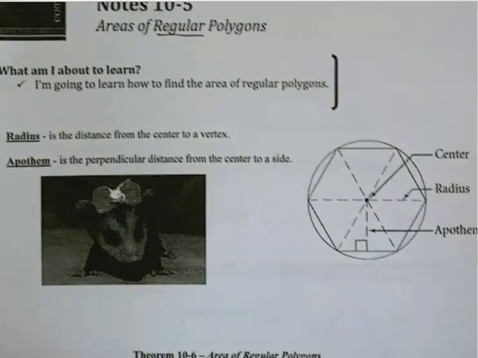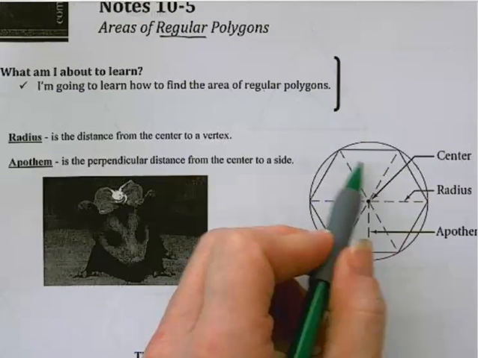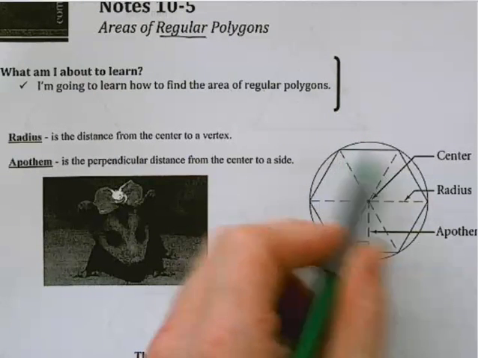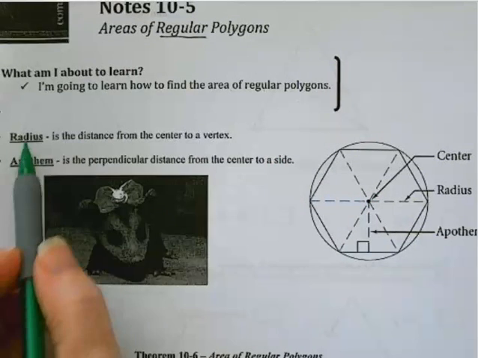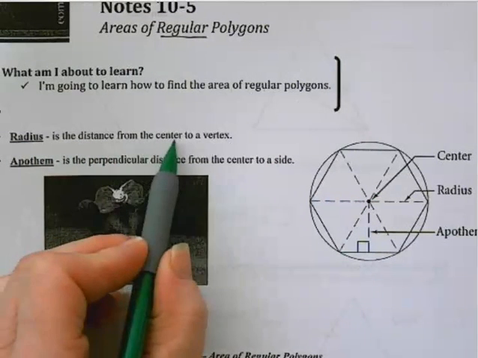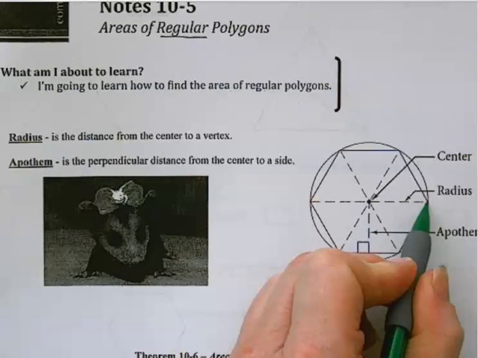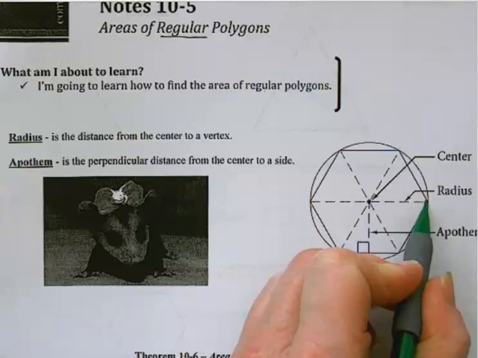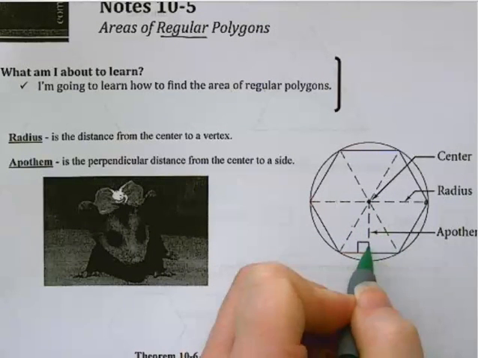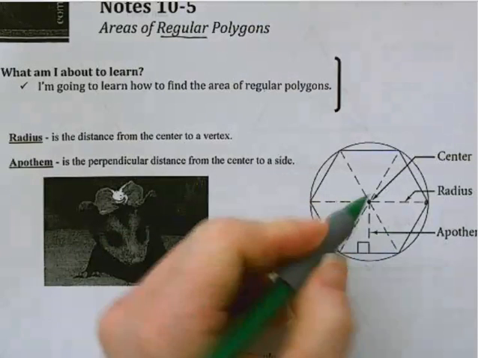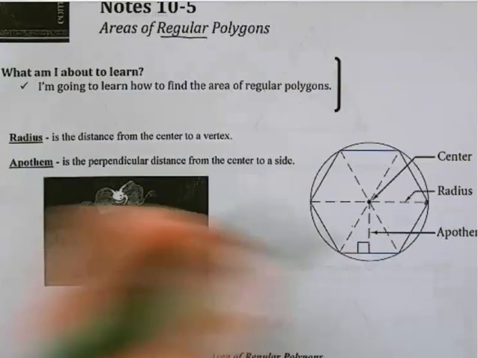Okay, first off, you notice I have a regular polygon and it's inscribed in a circle. So that's going to be key to some of what we talk about here. First off, the radius. The radius is the distance from the center to the vertex. All right, that's the center of the circle out to the vertex. You can see a number of radii, all these dotted lines, except for this one. If you start at the center and you go perpendicular to a base, that's called the apothem.